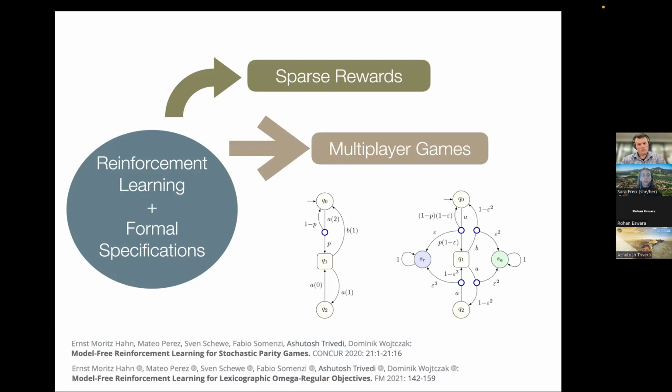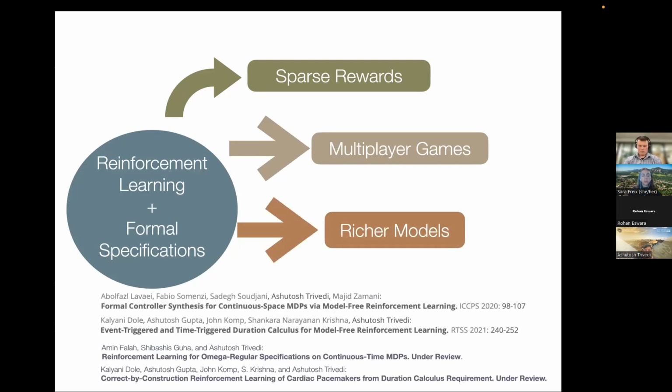We have been also considering multiplayer games where you have more than one player or more than one agent choosing the action, and their choices could be adversarial with respect to each other. One is trying to maximize some property, other is trying to minimize the probability of that property, right? So can you come up with this min-max optimal policy there using reinforcement learning? We have been looking into richer models of the environment, including continuous space Markov decision processes. We have been looking into real-time Markov decision processes and continuous time MDPs as well.